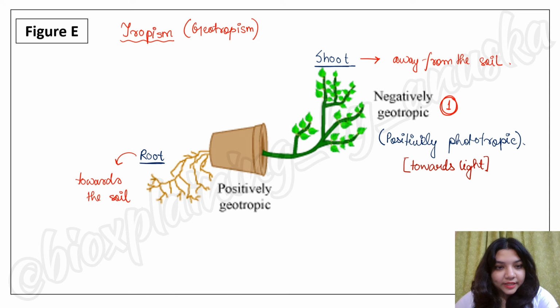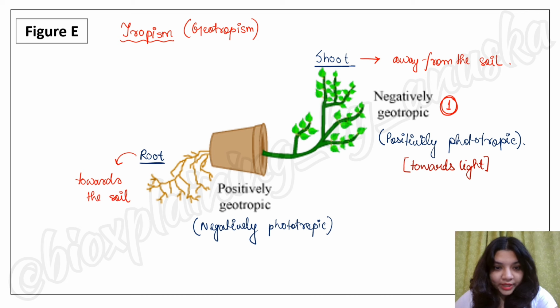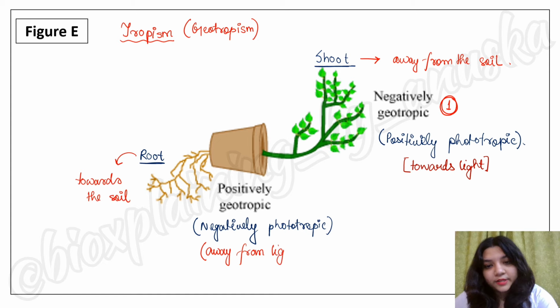And on the other hand, what about your root? The root is basically negatively phototropic. What is the meaning of negatively phototropic? Negatively phototropic means that it is going away from light. Away from light. Okay. So this is a very simple one. I guess it's clear.